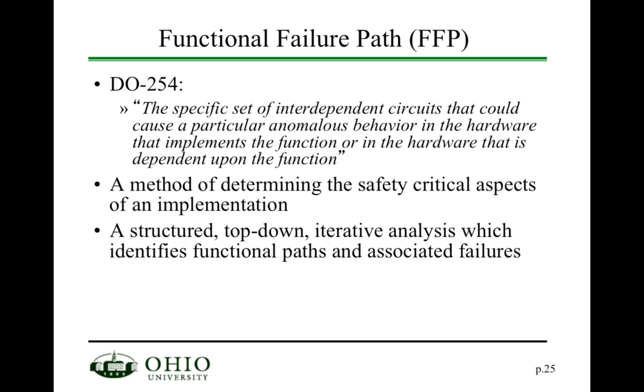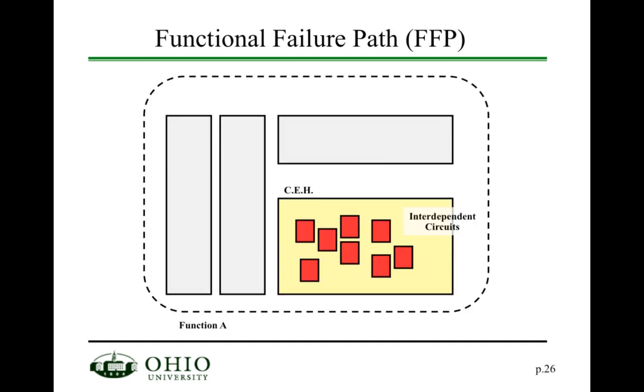So to establish what kind of design assurance level you need, DO254 tells you to do a functional failure path analysis. The functional failure path is defined as a set of interdependent circuits that could cause a particular anomalous behavior in the hardware that implements the function, or in the hardware that's dependent upon the function. So, basically, if you look at your function, and you have a set of other components, there may be hardware/software components, and then you have your complex electronic hardware component, and within that you have your circuits, more or less, that are interdependent.